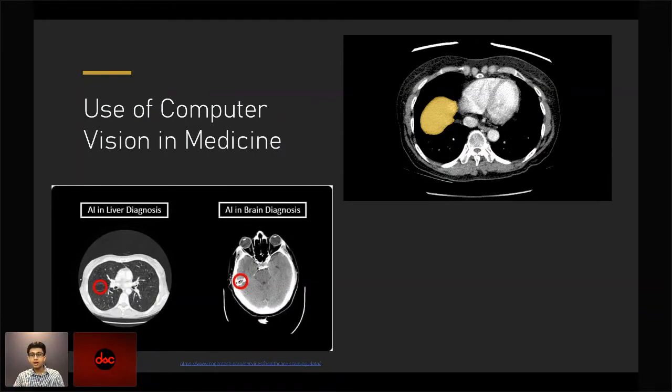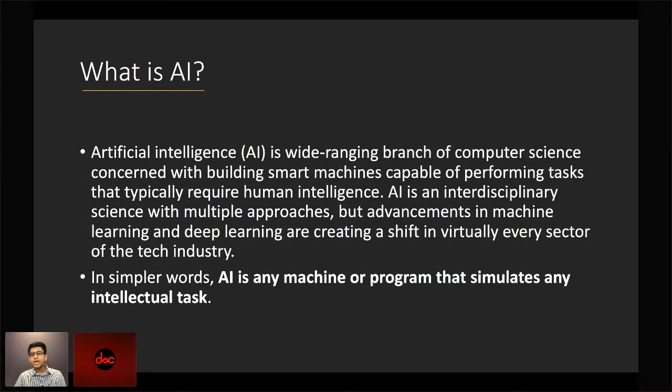And on the right side, we have another computer vision algorithm identifying another object in this scan. It's just based on what these computer vision models are trained on to identify. So these are just a couple real world examples of how computer vision is actually being used in the medical field. But before we dive into computer vision, let's get an understanding of what artificial intelligence or AI really is.